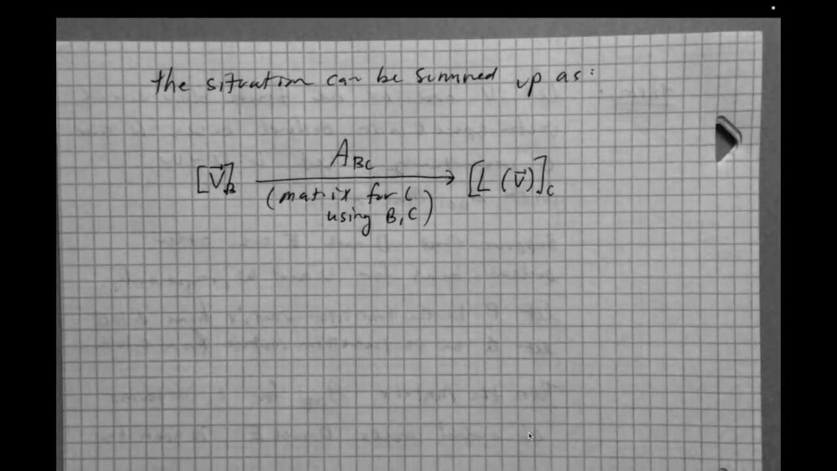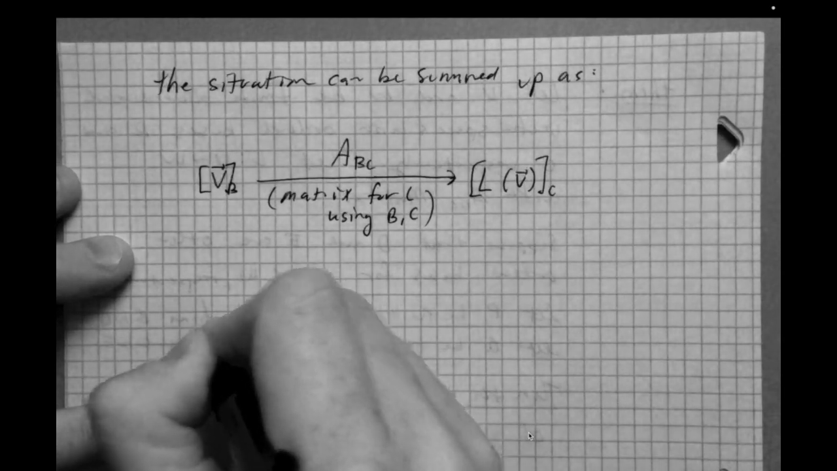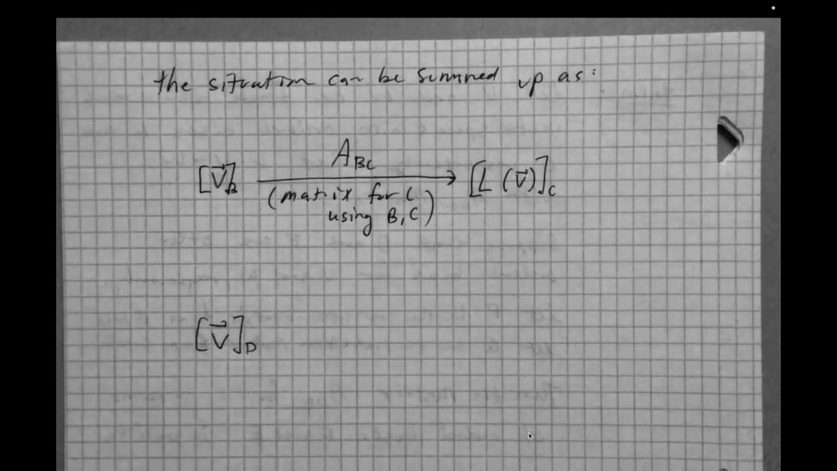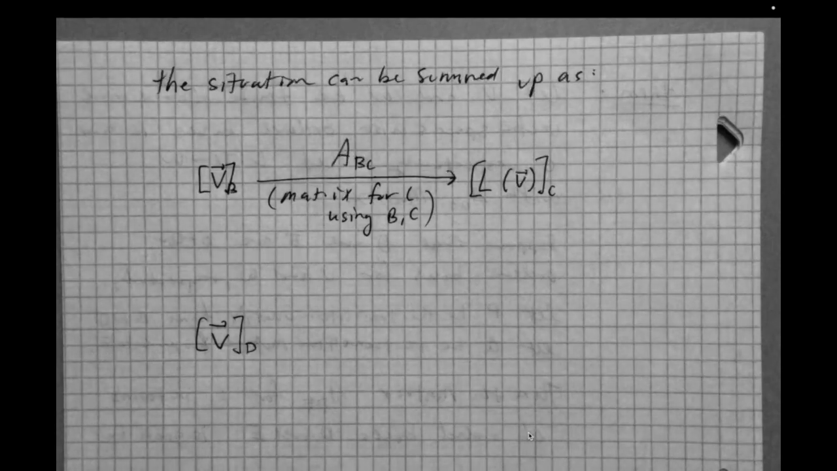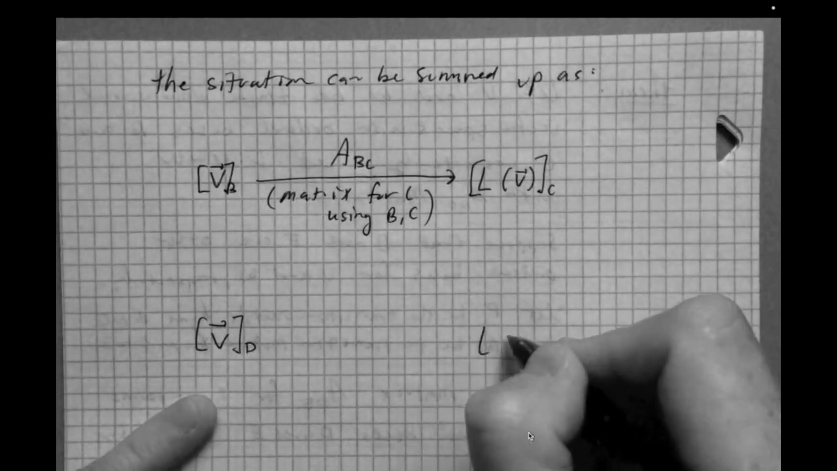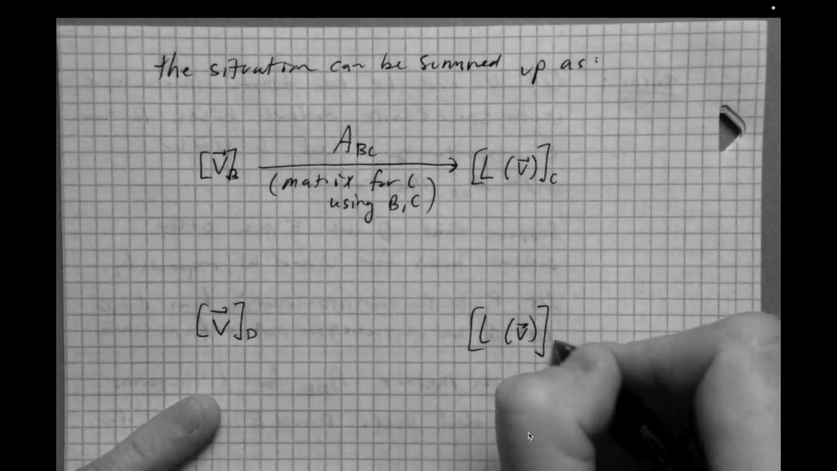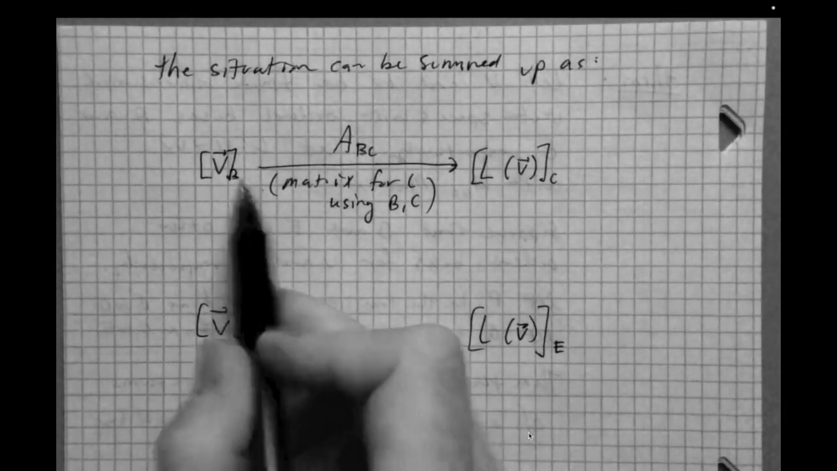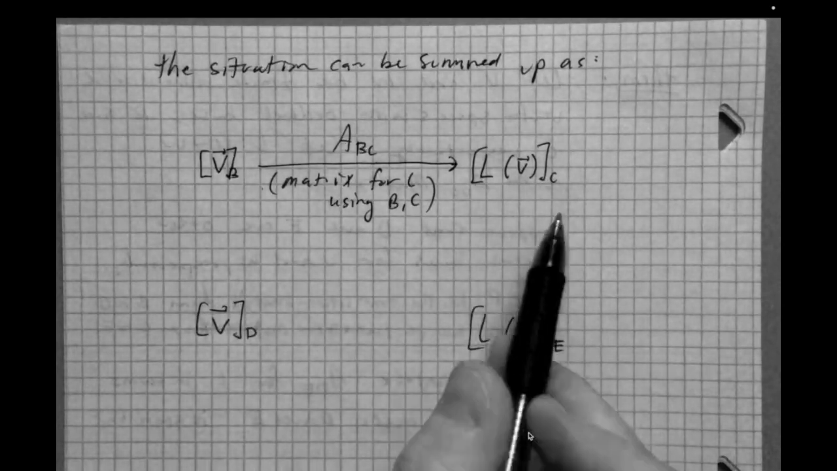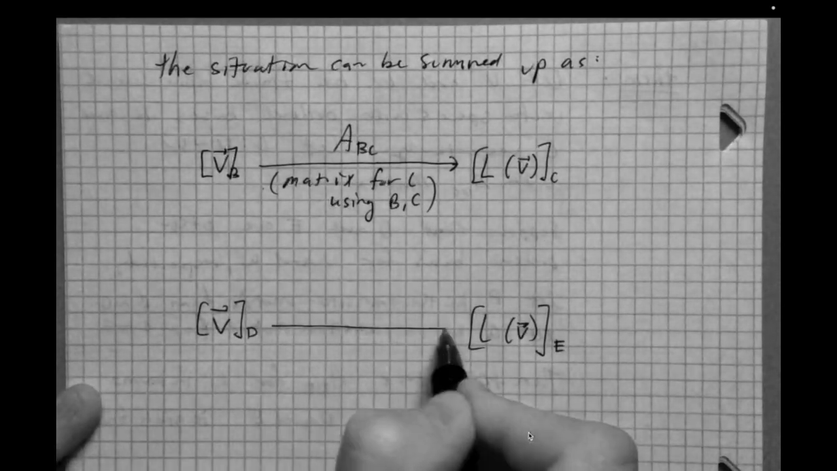B being the basis for the domain, C being the basis for the codomain, L being the linear transformation. Okay, and so similarly, maybe I've got V coordinatized in with some other basis D, and I want to be able to get to L of V coordinatized in some basis E, right? B being distinct from D, and C being potentially distinct from E. Right, so how do I get there?